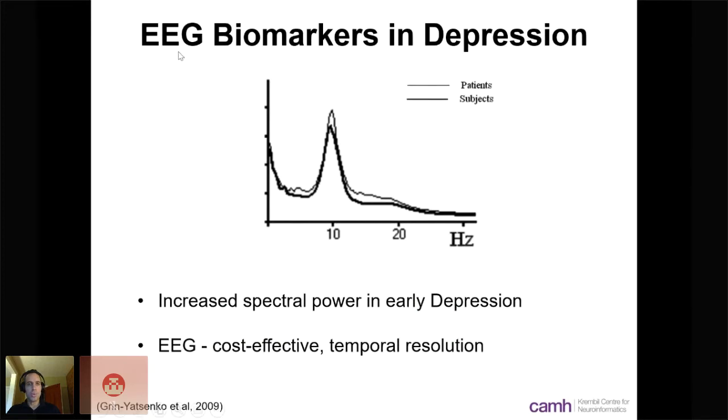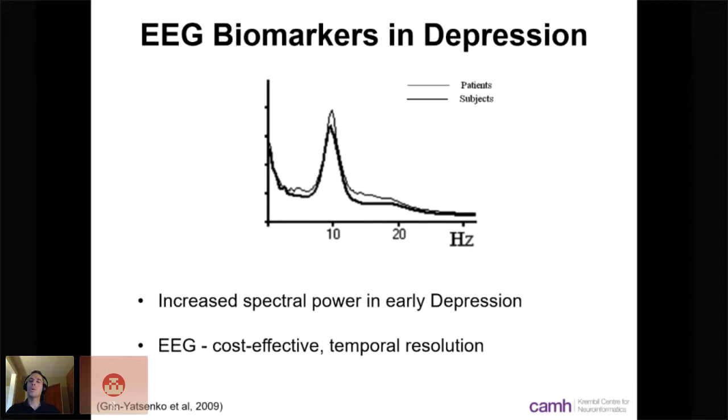So to give you an example, previous studies that recorded EEG in patients and controls showed an increased power of EEG. Power is quantified by the power spectral density, which quantifies the power of the different oscillation frequencies in the EEG signal. In the bold curve here, you see the control, and the lighter curve is depression. And you can see an increase in the low frequencies, the middle frequencies. We'll get into details later, but that's an example of changes in EEG that can be used as biomarkers. And the nice thing about EEG is that it's cost effective and it has a good temporal resolution.